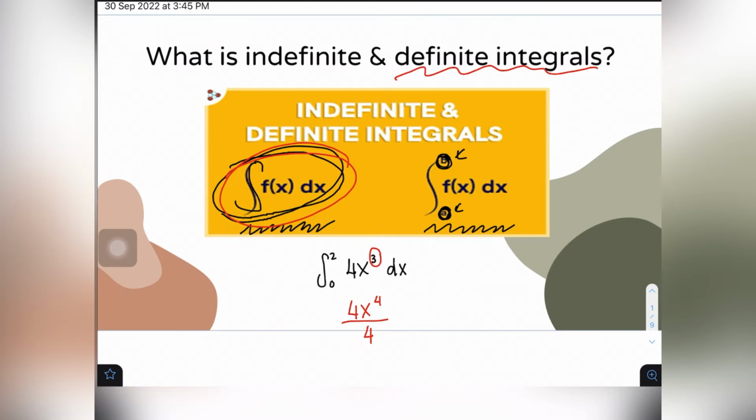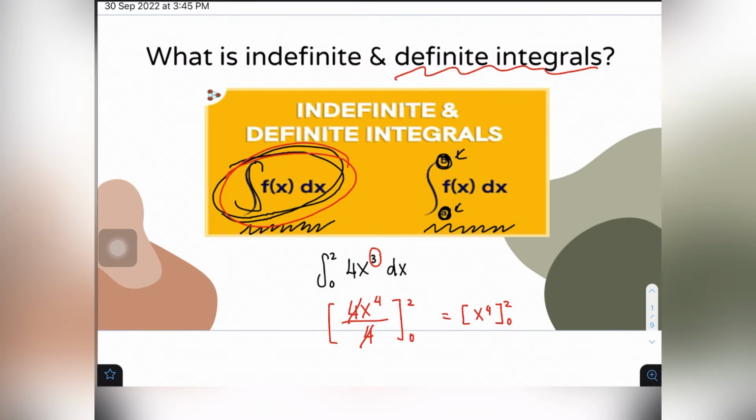So there is no more plus c, but what you have here is the lower limit and the upper limit that you need to substitute. Okay, class, if you can see here, 4 and 4 you can cancel out because you have 4 on top and 4 in the denominator. So 4 divided by 4 is equal to 1, so we can cancel it out. So what you are left with here is only x to the power of 4 and the limit is from 0 to 2. So how can you solve your definite integral?